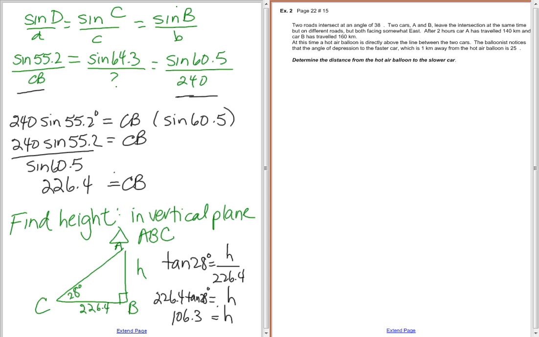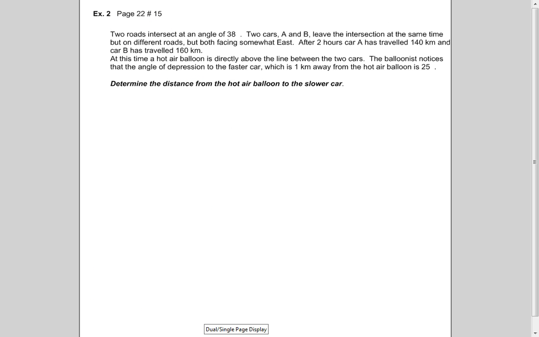Page 222, number 15. Two roads intersect at an angle of 38 degrees. Two cars A and B leave the intersection at the same time, but on different roads, both heading somewhat east. After 2 hours, car A has traveled 140 and car B has traveled 160. At this time, a hot air balloon is directly above the line between the two cars. The balloonist notices that the angle of depression to the faster car, which is 1 kilometer away from the hot air balloon, is 25 degrees.